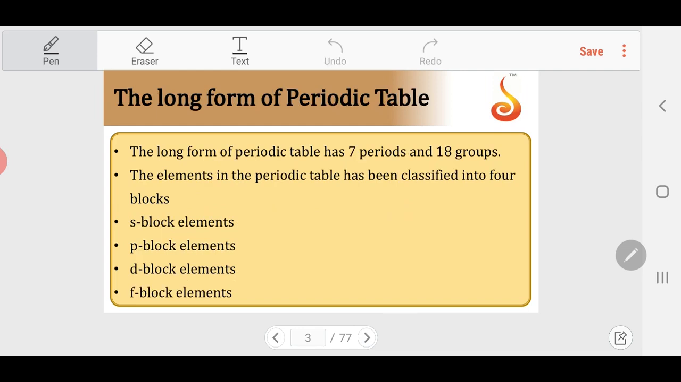The present form of the periodic table is also known as the long form of the periodic table, and as we know, there are 7 periods and 18 groups. The elements are classified into 4 blocks based on their electronic configuration, that is S block elements, P block elements, D block elements and F block elements. So let us go through each one individually.